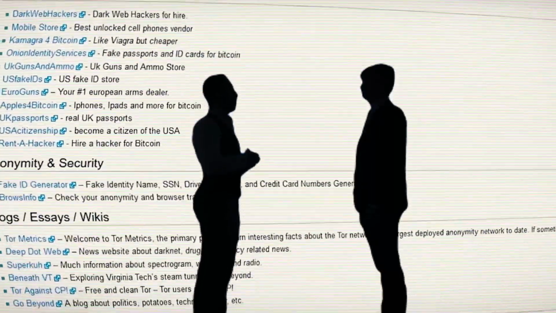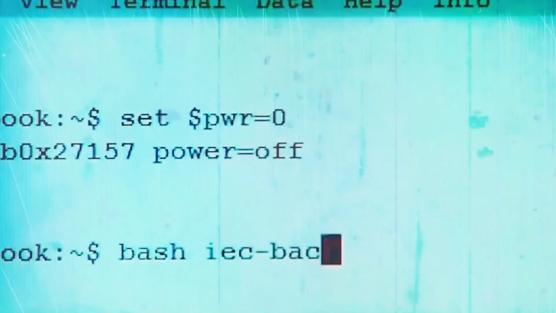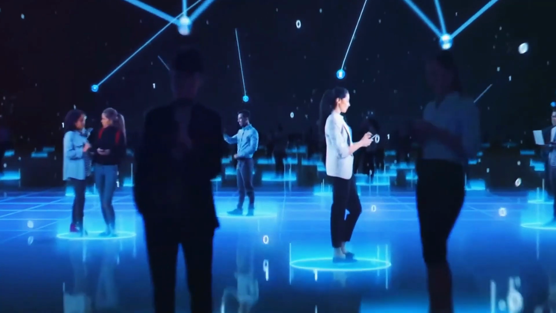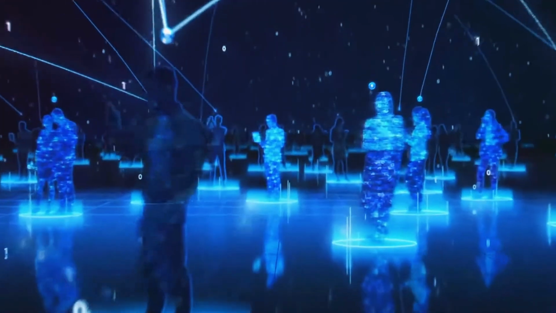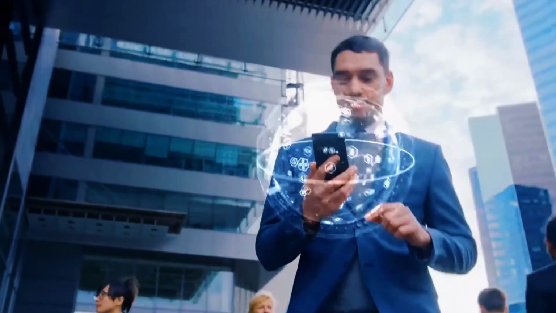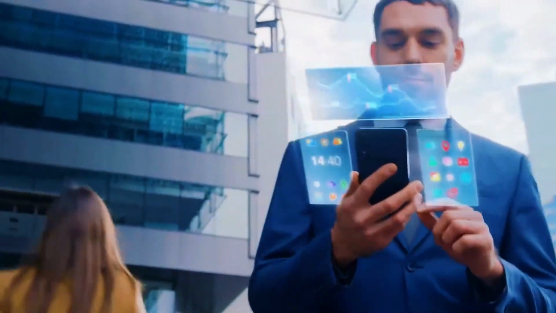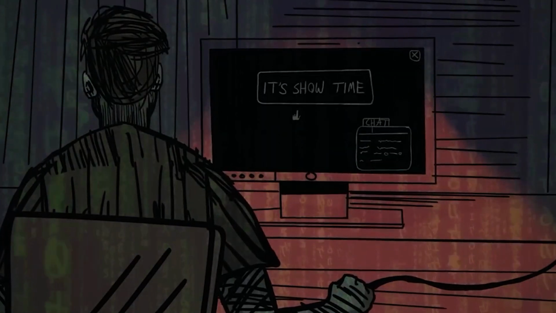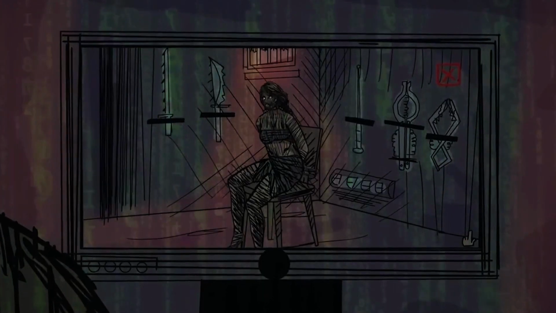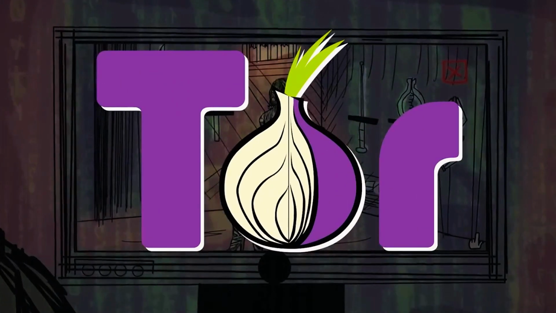What exactly are we talking about? At its core, it's a collection of websites that exist on encrypted networks and cannot be accessed through standard web browsers. These sites are part of what's known as the dark net, overlay networks that use the public internet but require specific software, configurations, or authorization to access. The most well-known of these dark nets is the Onion Router, or Tor network.